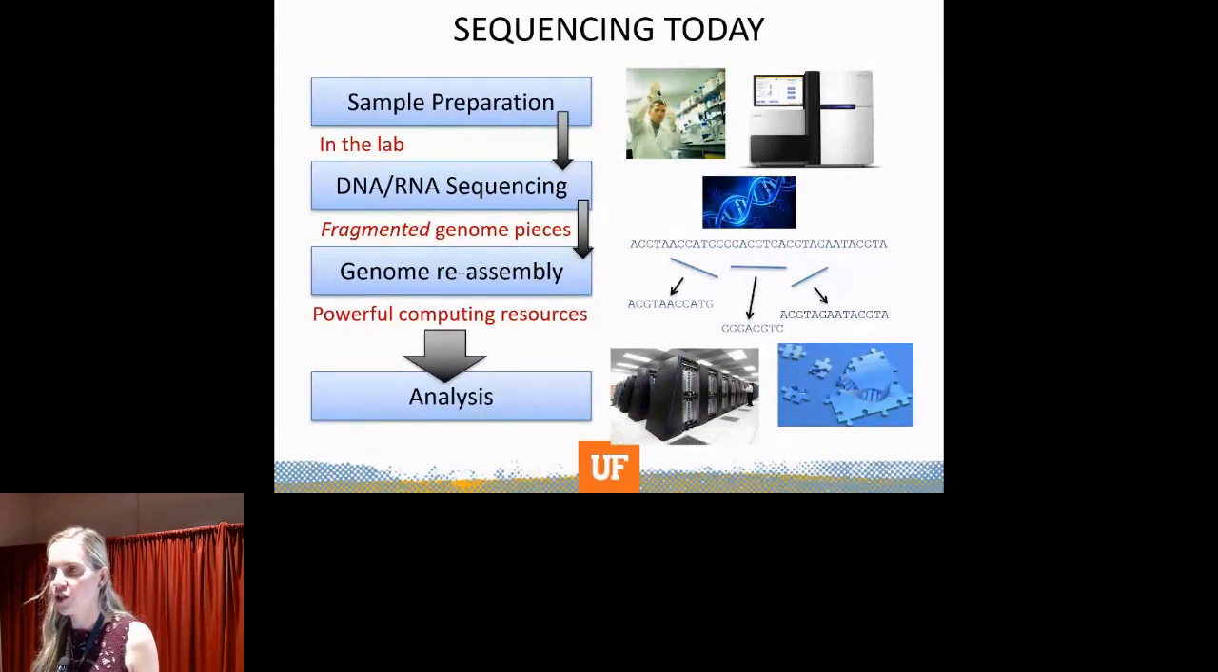The next step is then to do some initial steps in the analysis of the sequence reads. And then the last step is to do final analysis and answer some sort of biological question.